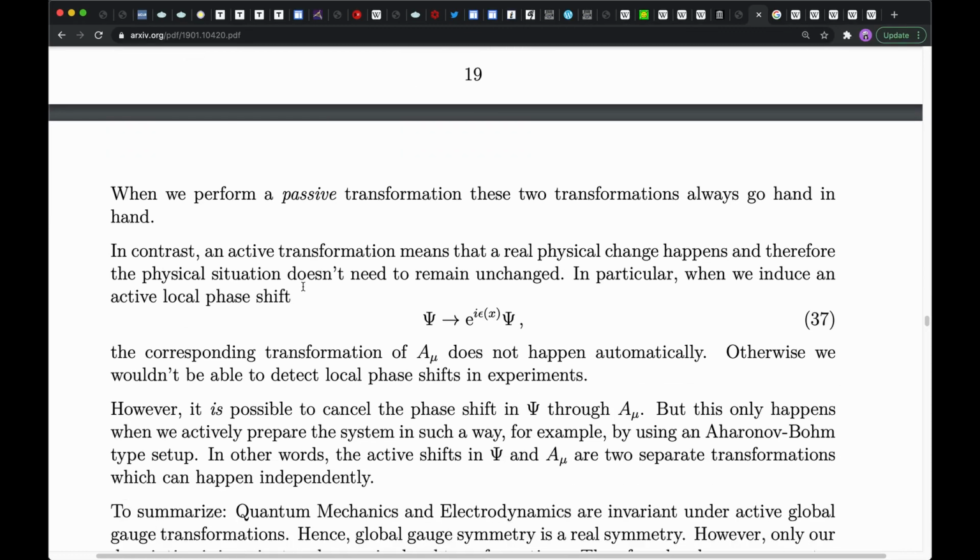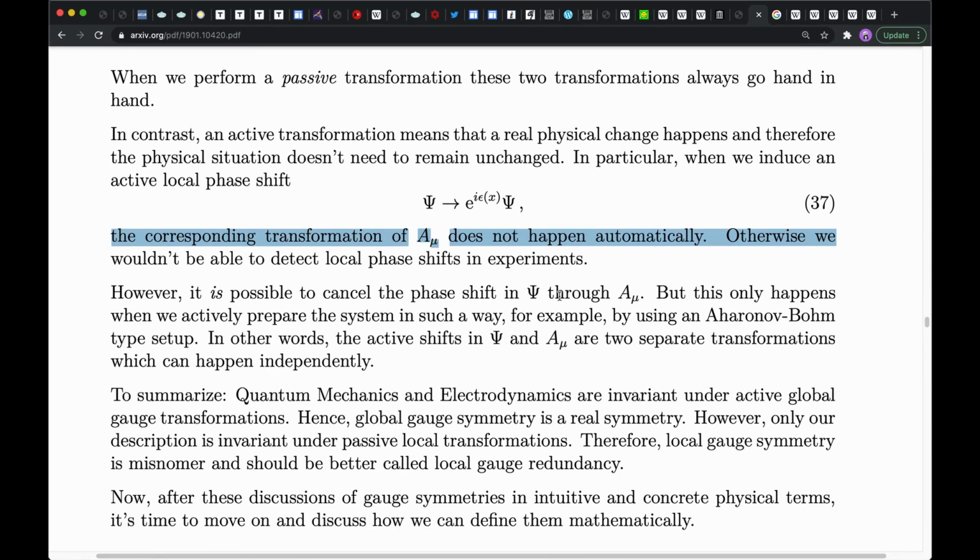In contrast, an active transformation means that a real physical change happens, and therefore the physical situation doesn't need to remain unchanged. In particular, when we induce an active local phase shift like that, the corresponding transformation of the bookkeeper does not happen automatically. Otherwise, we wouldn't be able to detect local phase shifts in experiments.